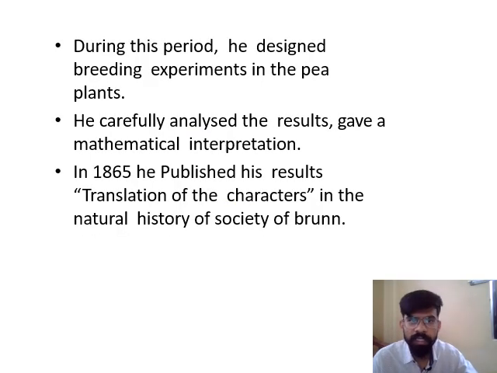During this period, he performed breeding experiments on the pea plant, Pisum sativum. Then he carefully analyzed the results obtained by these breeding experiments and gave a mathematical expression. And in 1865, he further published his results in this paper.